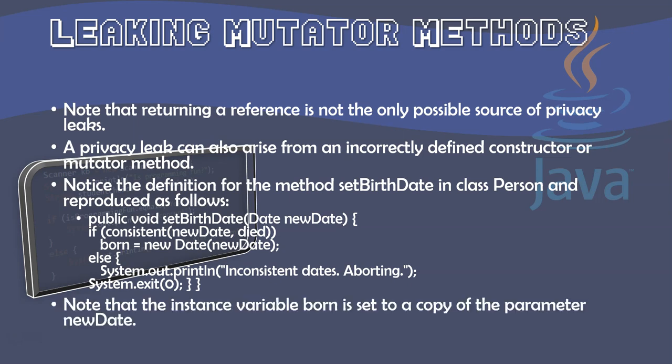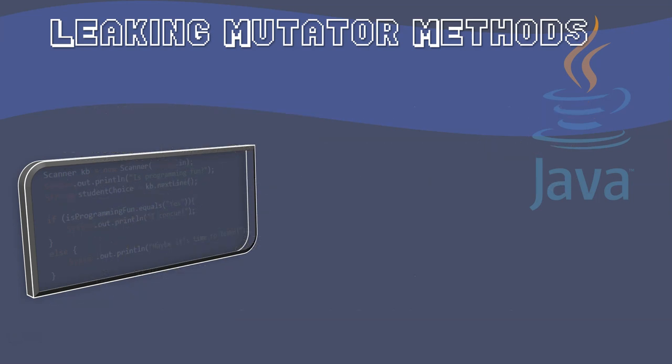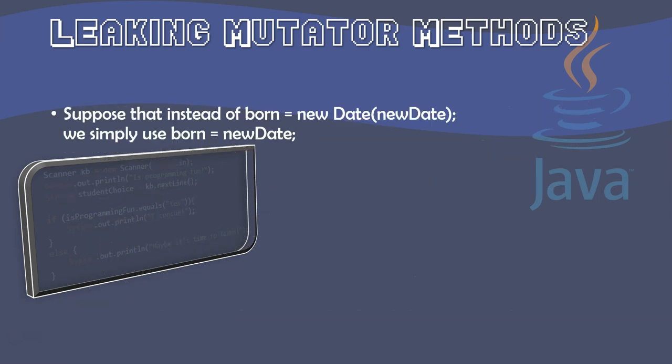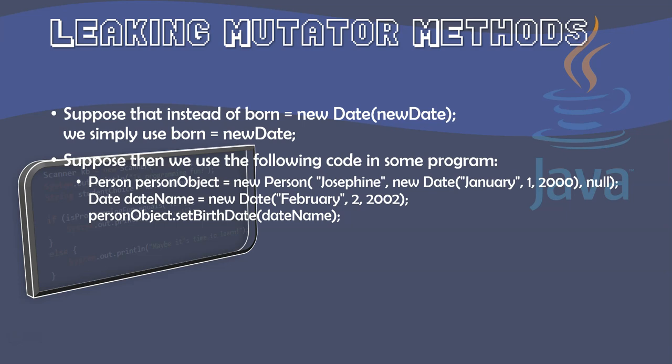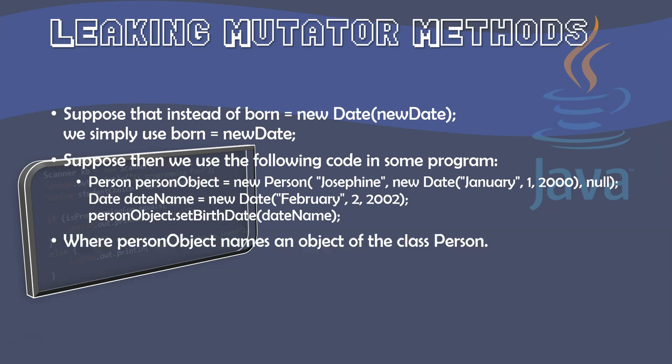When we look at this code, you'll note that the instance variable born is set to a copy of the parameter newDate. Suppose though, instead of using a copy of newDate, we simply use born = newDate. Well, if we use this code in a program, you might already be starting to suspect what is going to happen based upon our previous conversation.